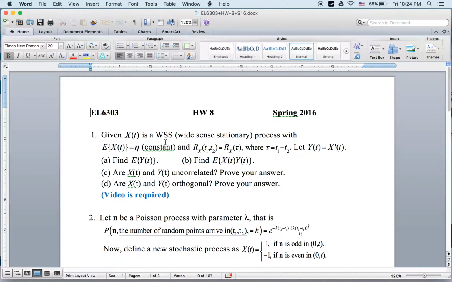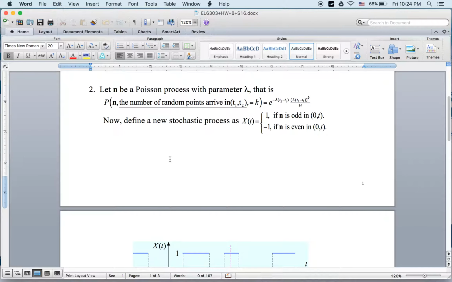Explaining question number 2 in this video. So let's look at question number 2 first. It is given that N is a Poisson process with parameter lambda, where the probability of k random points arriving in (t1, t2) is given by this Poisson distribution.